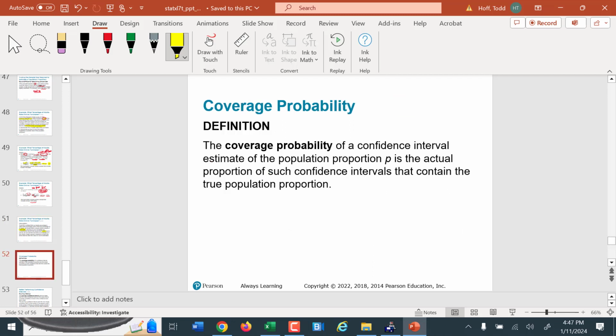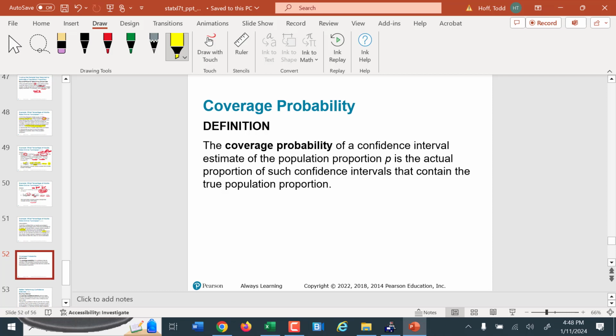So coverage probability, that 95% level of confidence, theoretically says that if we did this over and over again, 95% of those intervals would contain the true population proportion. The confidence interval for population proportion does not quite hold true to that. In the next section, we'll look at confidence intervals for population means. That holds very true to that percentage, that confidence level being the coverage probability. For proportions, it's slightly different.